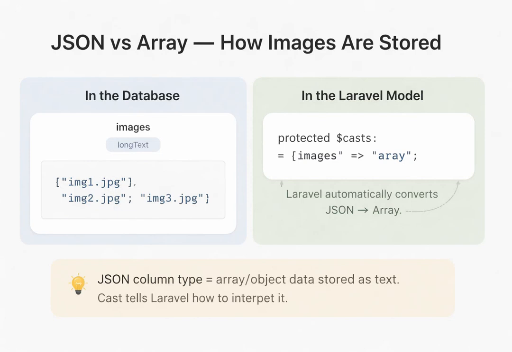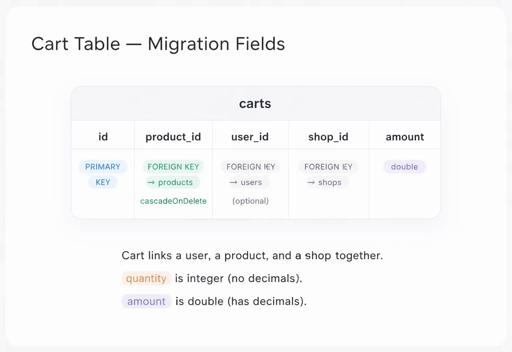This is a subtle but important point. When you declare a column as JSON in a Laravel migration, the data is actually stored in the database as a long text, just a big string of JSON. But when you specify the JSON type, you're signaling that this field holds structured array or object data. To make working with it easier in PHP, you add a cast in the model, telling Laravel to automatically convert that JSON string into a PHP array when you read it, and back to JSON when you save it. So images, which is a list of multiple file paths, gets stored as JSON, but behaves like an array in your application code.